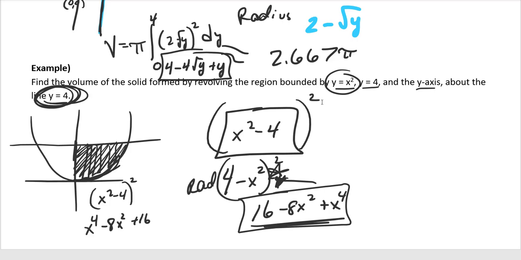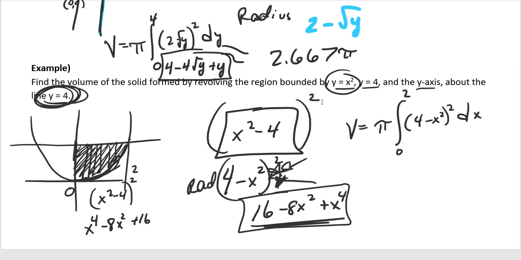Now, let's finish this up here. So, that's our radius. So, we got volume is equal to pi times the integral from 0. And if it's y equals 4, then x has got to be 2, right? So, from 0 to 2 of the radius, which is 4 minus x squared, dx. And again, with a calculator, you can do it longhand, but you get about 17.06 repeating, times pi.